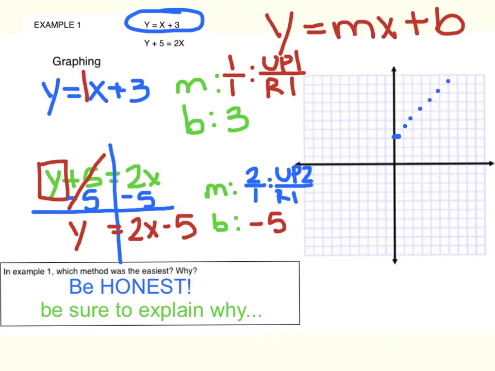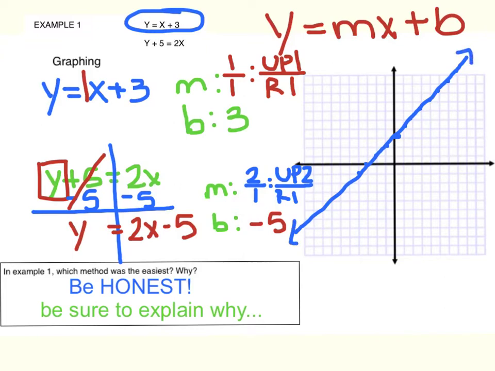So notice I'm plotting quite a bit of points, that way my line looks pretty perfect, okay? So I'm going up 1, right 1. And I can also go the opposite, which is down 1, left 1. But once I have a few points, then I can hopefully be able to draw my line a lot better. Arrows at the ends, notice I extended all the way off the graph.